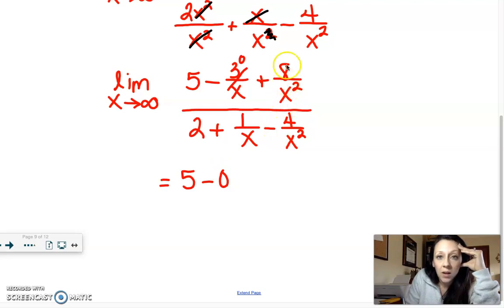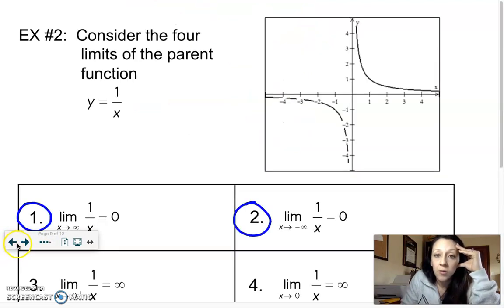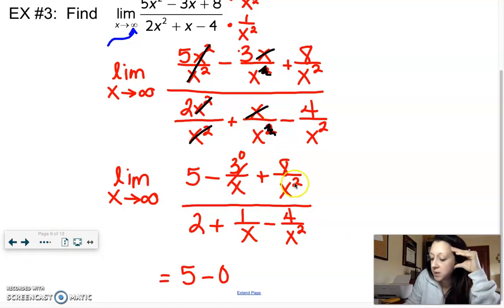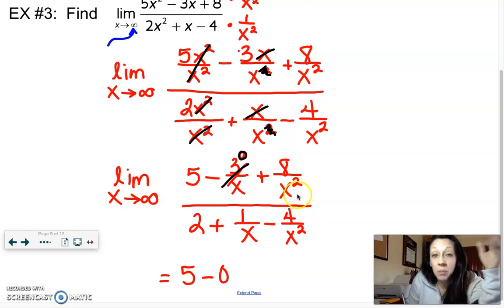8 over x squared is also like a cousin to 1 over x. So what did we say that the limit would be for 1 over x as we go to infinity? It's 0. So what's going to be the limit of 8 over x squared? 0. Because again, you're putting a really big number on the bottom and squaring it, which makes it even bigger, and then asking what's 8 divided by this giant number? It's a teeny tiny number that's essentially 0. So 0 again.